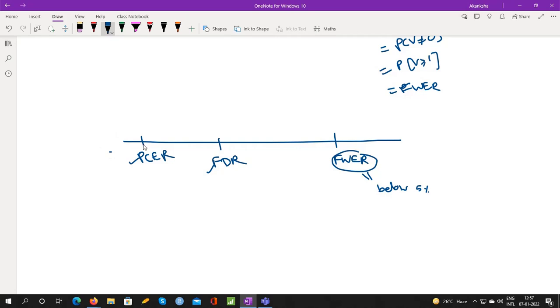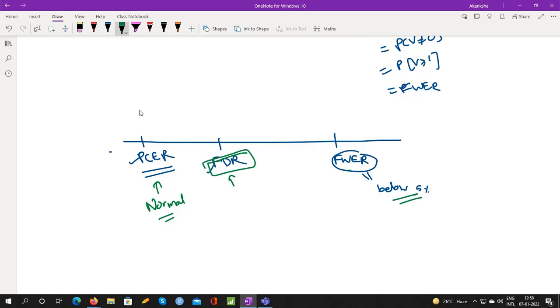Your normal procedures, meaning without any adjustment, try to control only PCER. We know that here there are too many false positives, and now we know that here there are too many false negatives. That's why people thought of this measure, which is kind of intermediate. So they thought that we would control this instead of this and this. So it would be an intermediate number of false positives and an intermediate number of false negatives. That's where FDR control procedures came into the picture.